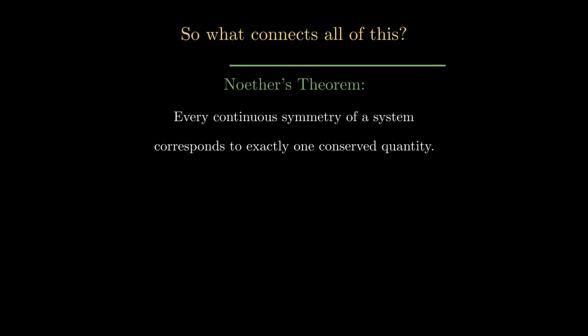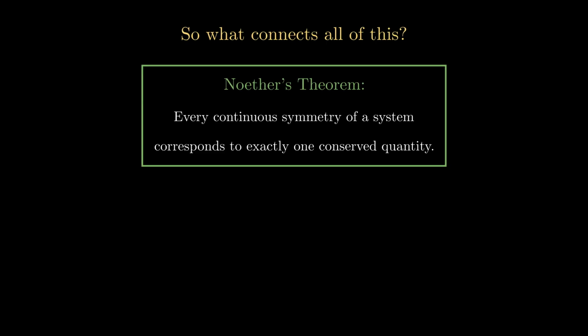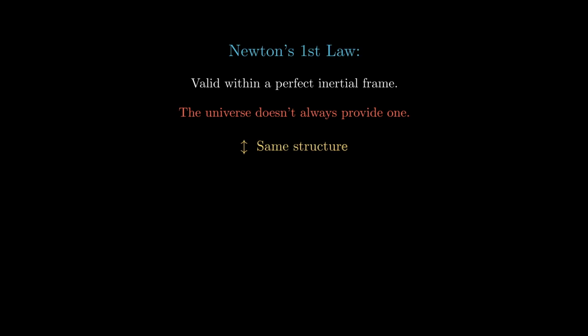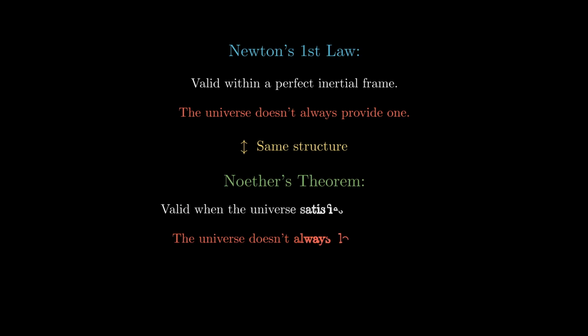Now, why are we discussing symmetries in all of this? The answer is Noether's theorem. It states that in a continuous system, every symmetry corresponds to exactly one conserved quantity: translation symmetry, momentum conservation; rotational symmetry, angular momentum conservation; time translation symmetry, energy conservation. Let's see Newton's first law. It's valid within a perfect inertial frame. In a similar way, Noether's theorem is valid when our universe satisfies these symmetries. We'll get to it later.